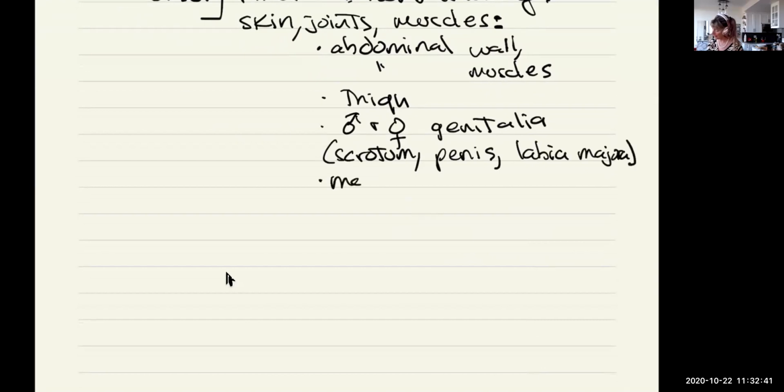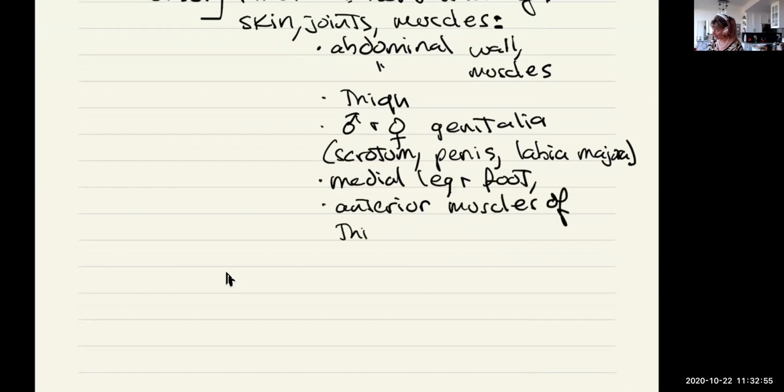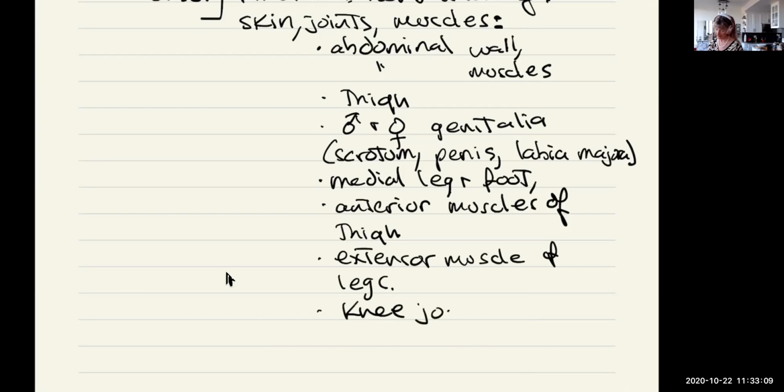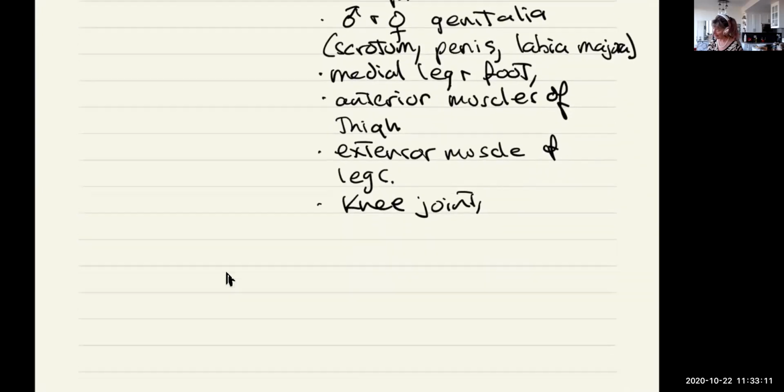Now what else? The medial leg and foot, the anterior muscles of the thigh, the extensor muscles of the legs, specifically in the knee joint, and adductor muscles. Those are the muscles that pull them together, the adductor muscles of the legs.